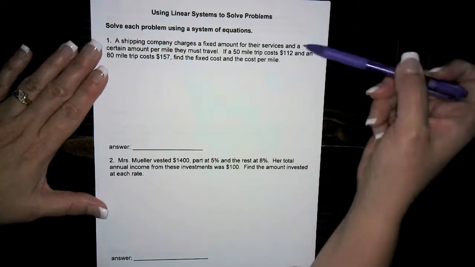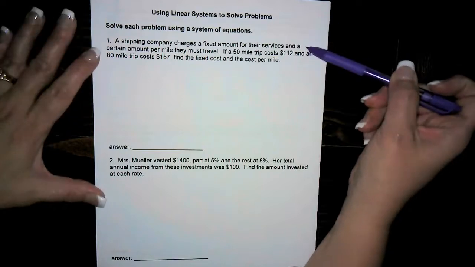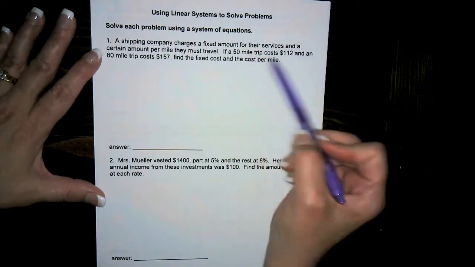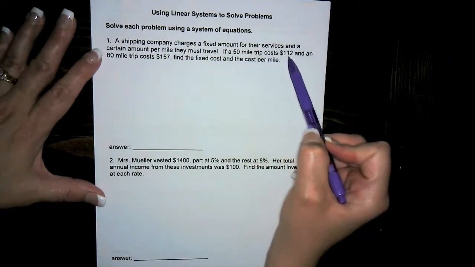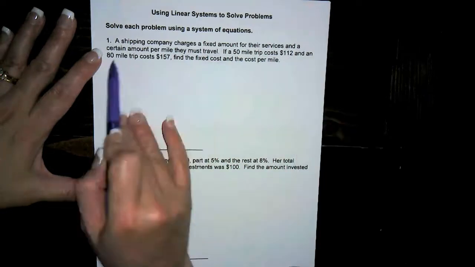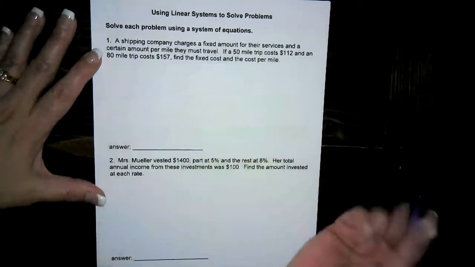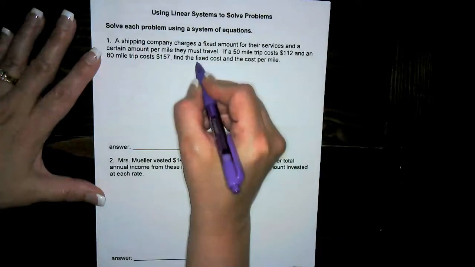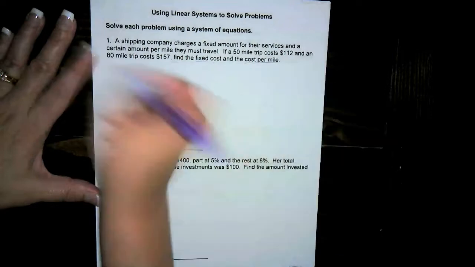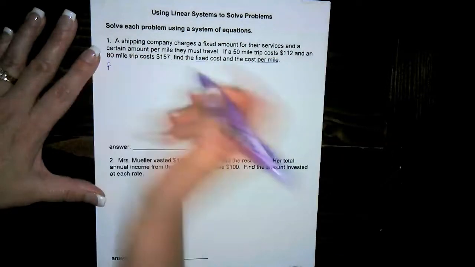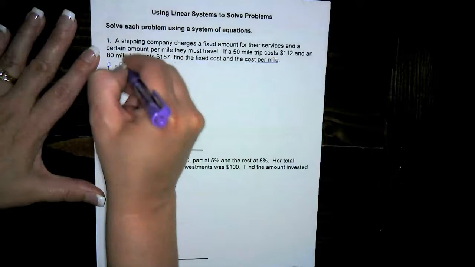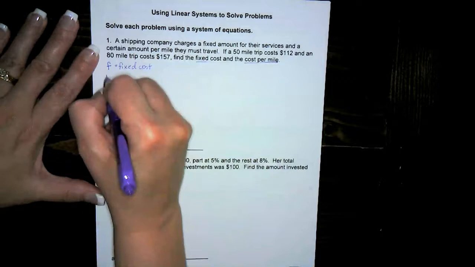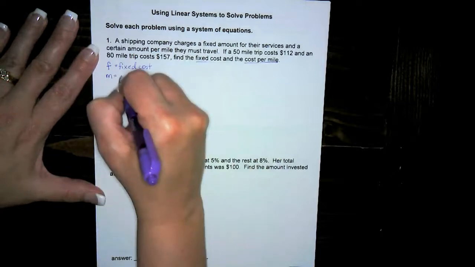So my first one, a shipping company charges a fixed amount for their services and a certain amount per mile. If a 50-mile trip costs $112 and an 80-mile trip costs $157, find the fixed cost and the cost per mile. So notice that they're telling you what you're looking for. So I'm going to do F as the fixed cost. And I'm going to do M as the charge per mile.